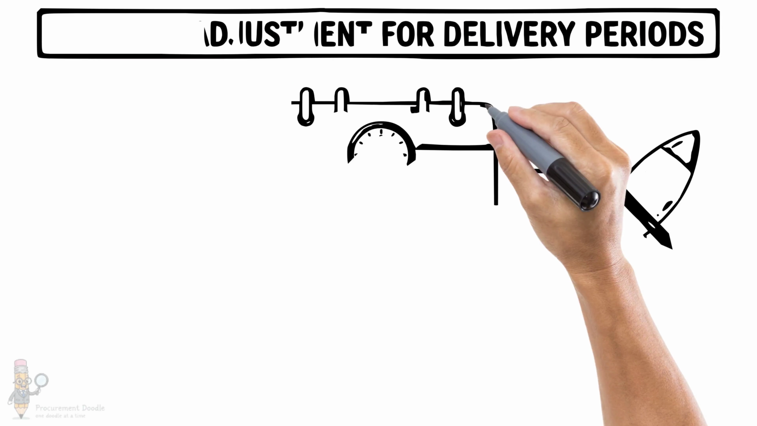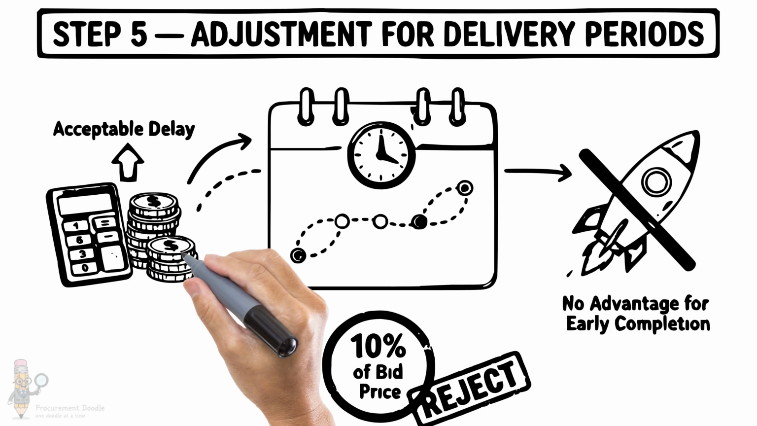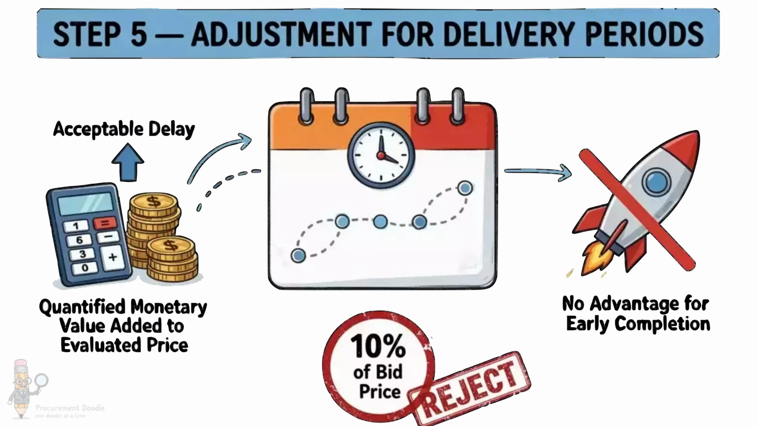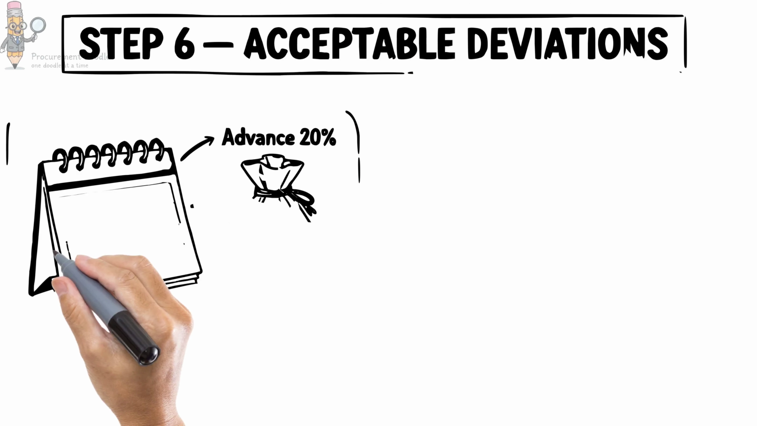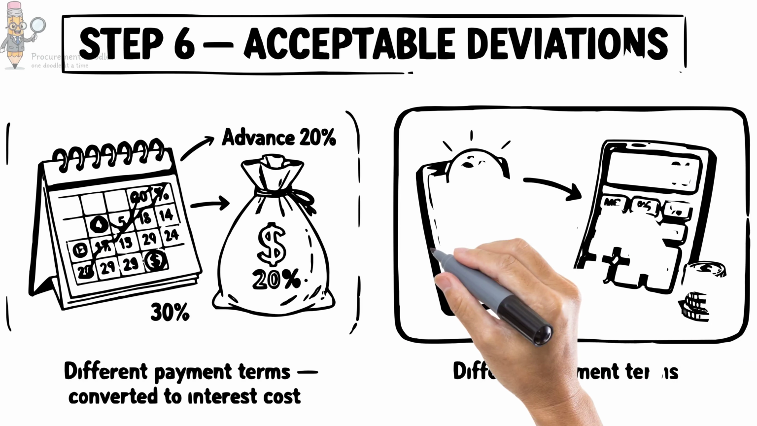Step 5 addresses deviations in delivery. Acceptable delays are quantified in monetary terms and added to the evaluated price. However, no advantage is given for finishing earlier than required. If the calculated adjustment exceeds 10% of the bid price, that deviation is treated as major and the bid is rejected.